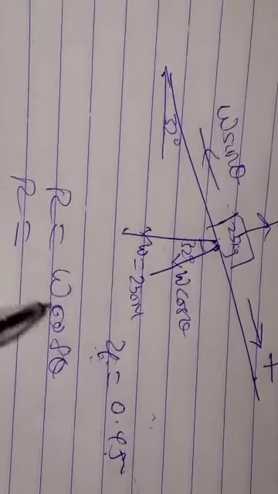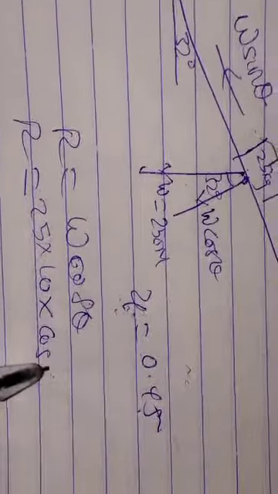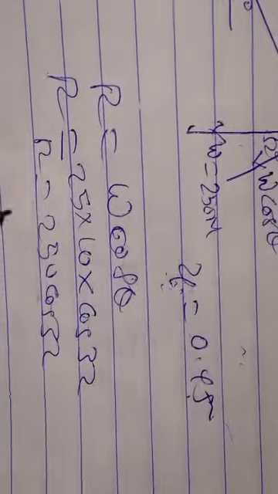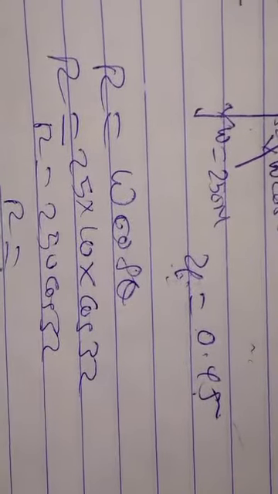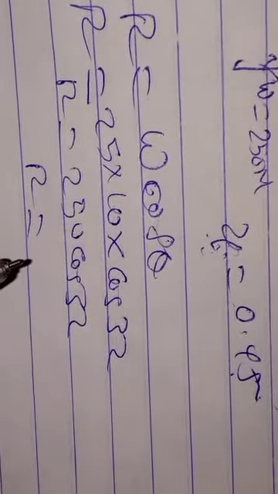So you know already that your R is W cos theta. What's W? 25 times 10 times cos theta. What's our theta? 32. So R is 250 cos 32. What's 250 cos 32? I'm just trying to press. So that's 212 Newton.